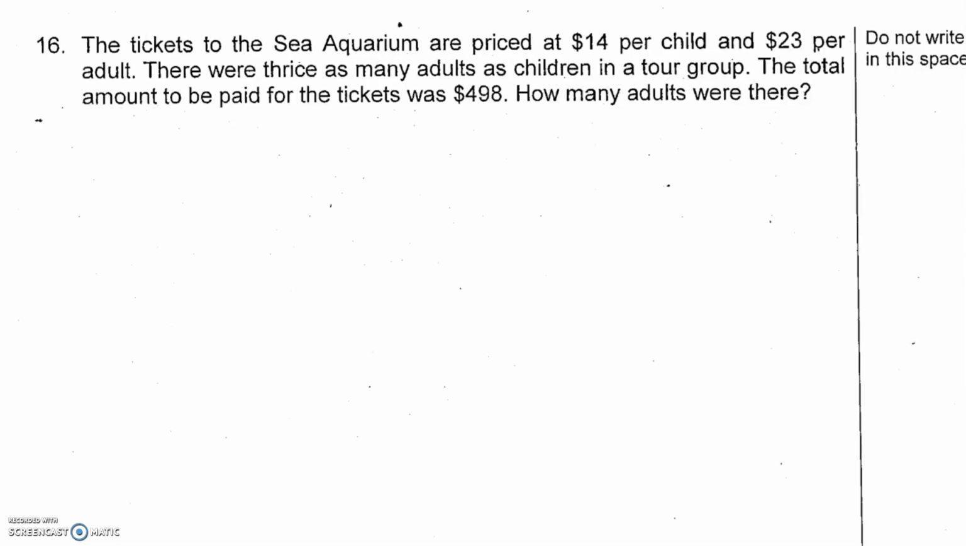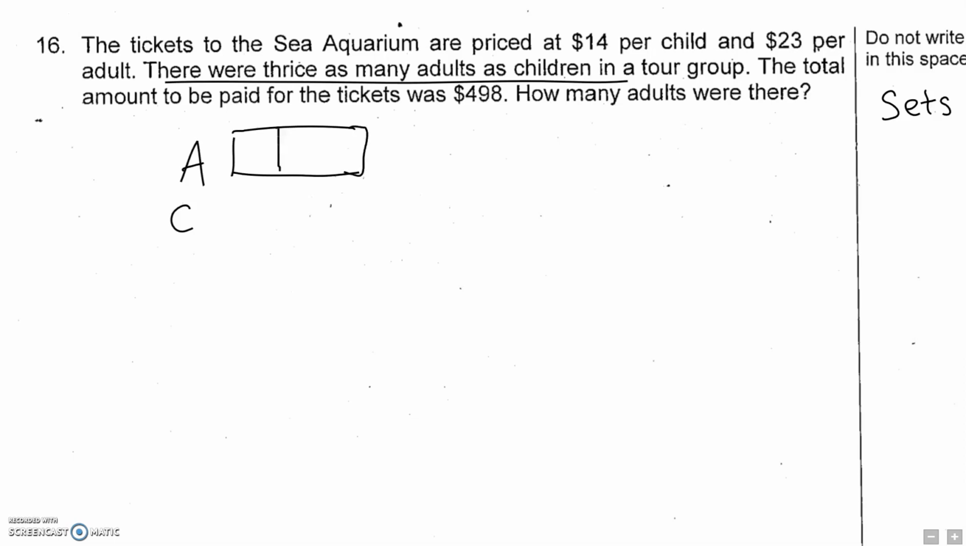Okay, let's continue with question 16. Now, question 16 has got what we do with this thing that we have learned in MSP called the sets. We're going to find out why. So let's shorten the grammar story. It says that there are thrice as many adults as children. So we have an adult and children, adults being 3 times. So we're going to just draw 3 units out of 1 unit for child.